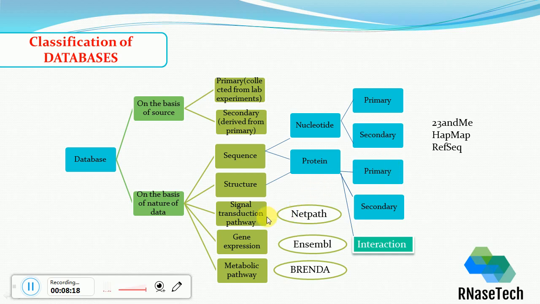Okay, and for signal transduction pathway, one example is NetPath. For gene expression database, an example is Ensembl. For metabolic pathway database, one example is BRENDA.